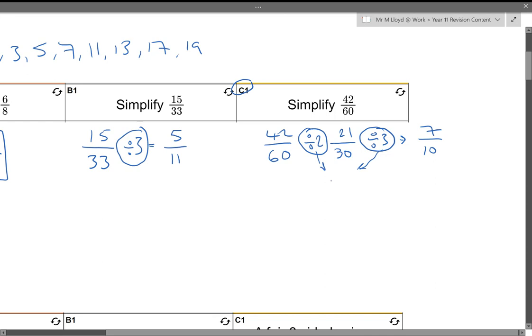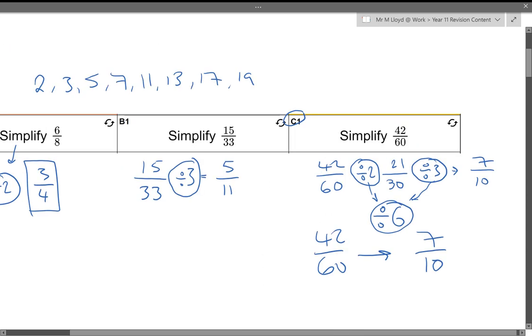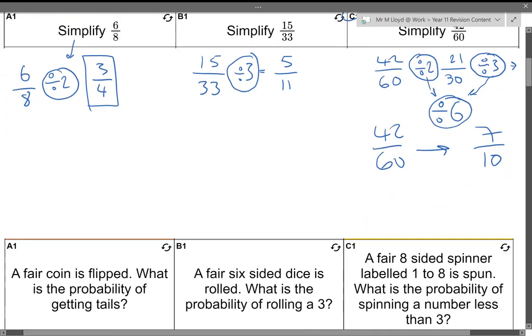Now, you'll notice that we've divided it twice. What we could have actually done was divide by whatever 2 times 3 is. 2 times 3 is 6. So 42 and 60 both divide by 6. 42 divided by 6 is 7, and 60 divided by 6 is 10. Right, sweet. So that's simplifying basically. Hopefully you're okay with that. Remember, we're dividing top and bottom by the same thing. We are trying to use the simplest numbers we can and get it into the simplest form.